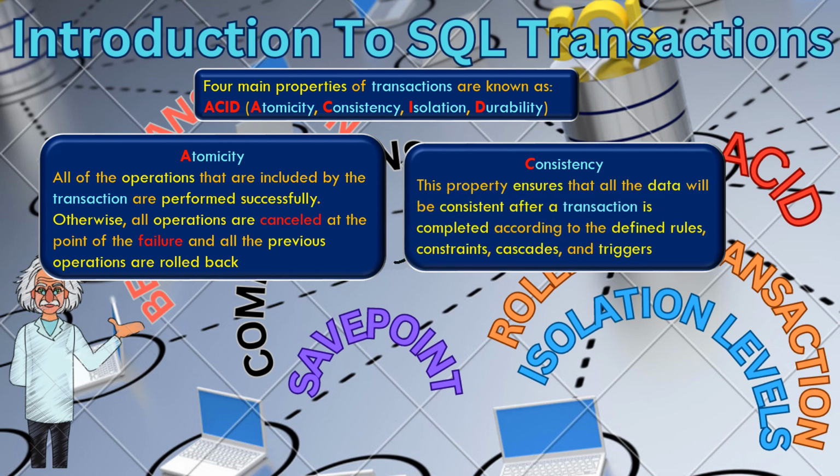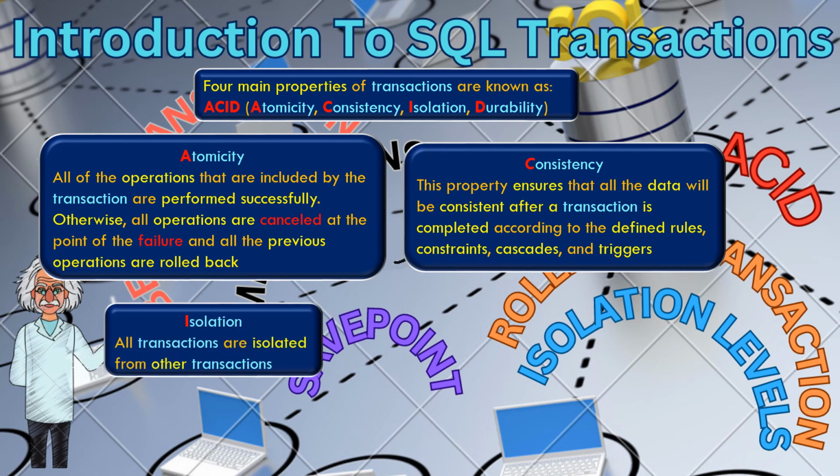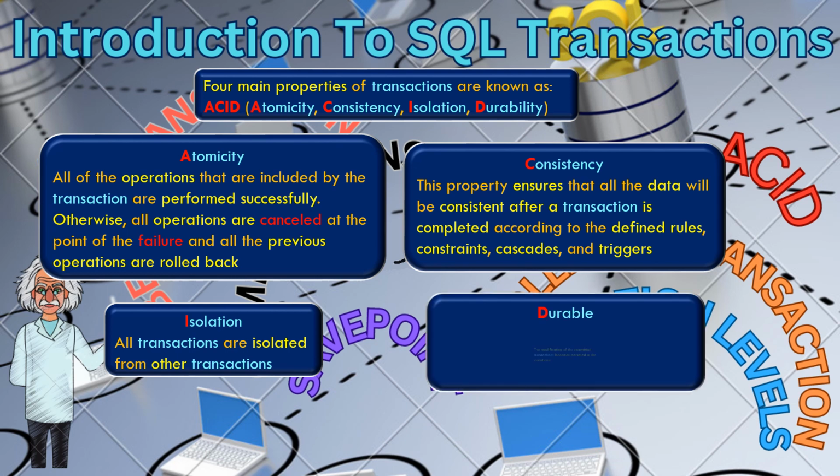With consistency, this property ensures that all the data will be consistent after a transaction is completed according to the defined rules, constraints, cascades, and triggers. With isolation, all transactions are isolated from other transactions. For durability, the modifications of the committed transactions become persisted in the database.